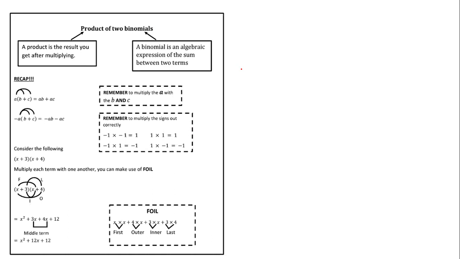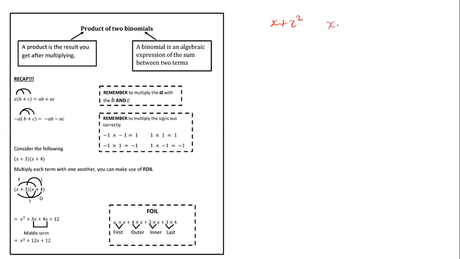So remember, when you talk about a binomial, what are we talking about? It is an algebraic expression of the sum between two terms, right? When you have two terms, we are referring to an expression that is a binomial. For an example, when you have x plus x squared, these are two different terms, and this expression is called a binomial because it is separated by a positive sign. So x and x squared are two different terms separated by this positive sign.